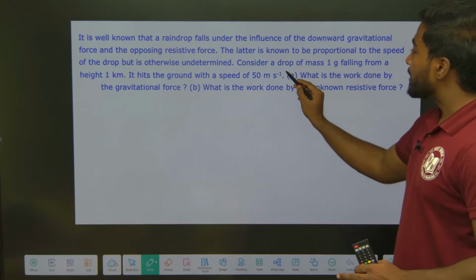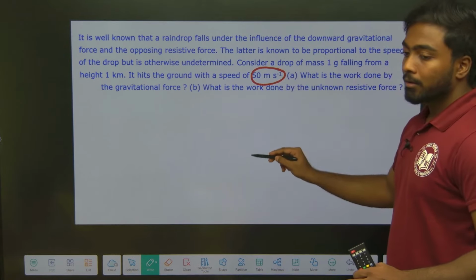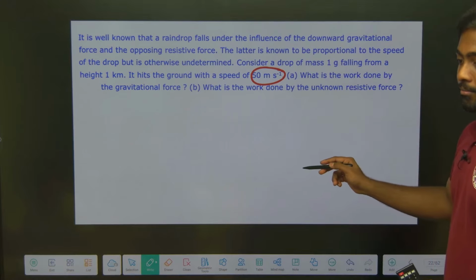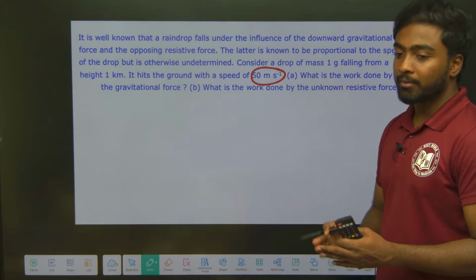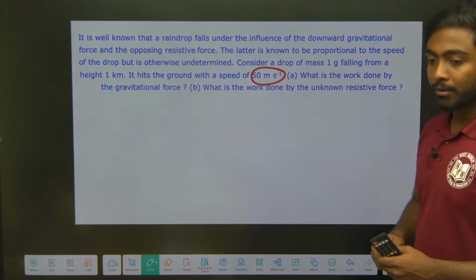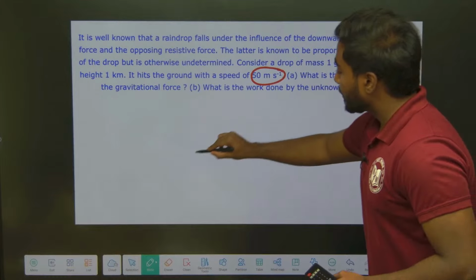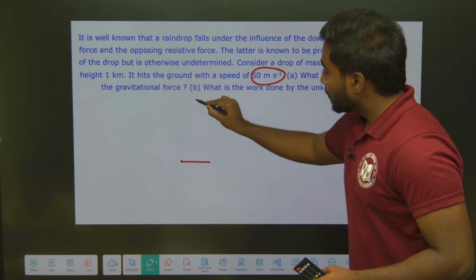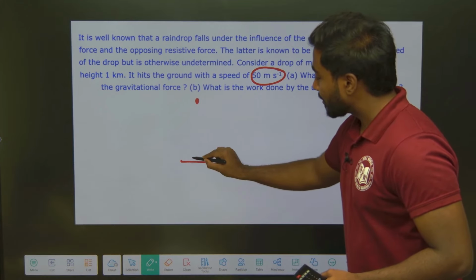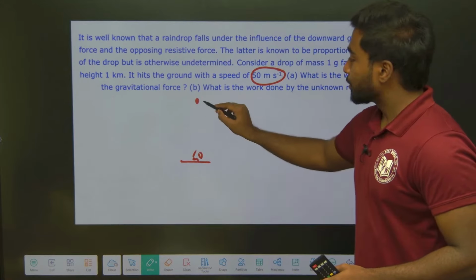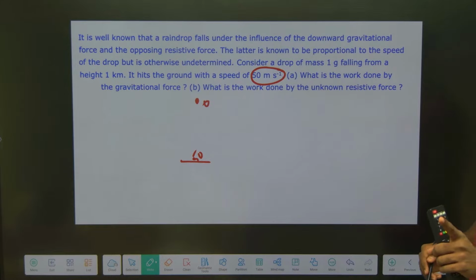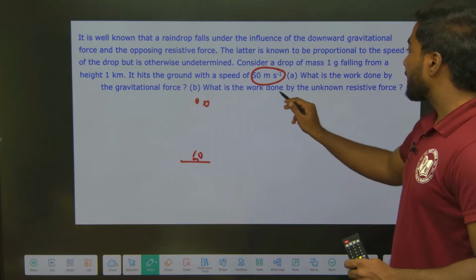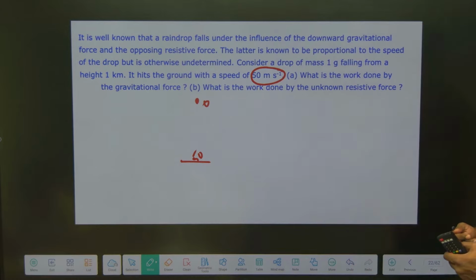So what will be the initial velocity? Initially it will be 0. It is going with 50 meter per second when hitting the ground. Before hitting, it is the final velocity that they have given. So initially it is 0. Okay. So what is the work done by the gravitational force, and what is the work done by the unknown resistive force?